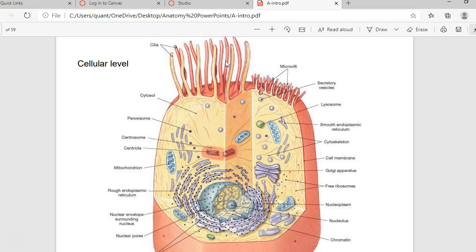Then there's your microvilli. They don't generally move. They're basically for absorption. So think about, where would you need a lot of absorption? Well, what about the small intestines? Good place to find microvilli.